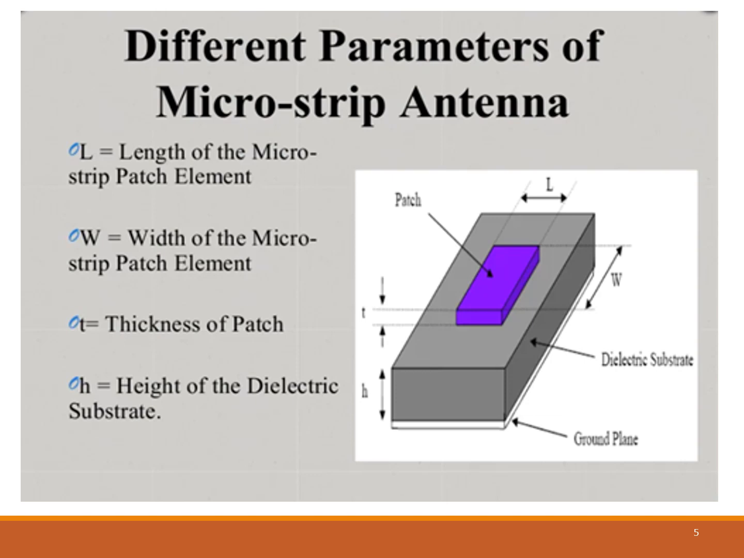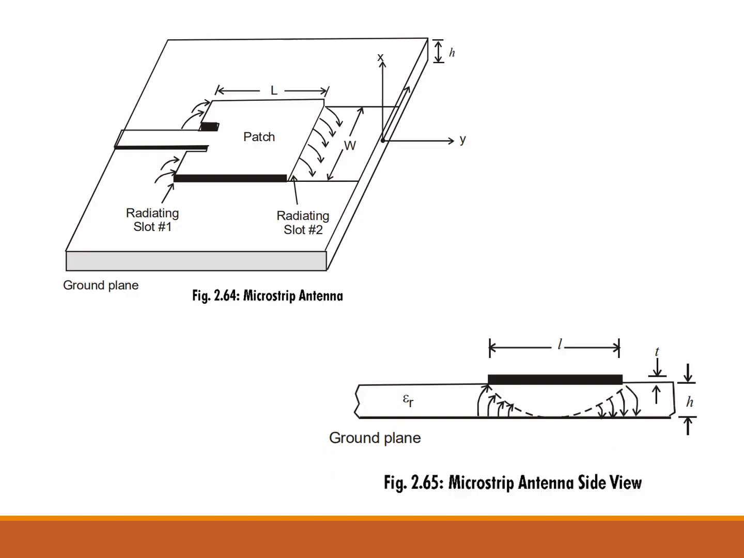Now, what are the various parameters when you go in for the design of a microstrip antenna? L is the length of the radiating patch, W is the width of the patch, and T is the thickness of the patch. This patch can be of any shape, as I told you earlier. H is the height of the substrate. This dielectric substrate can have various dielectric constants; you can use any substrate whose dielectric constant varies from 2.2 to 12. And the other side is going to be a ground plane.